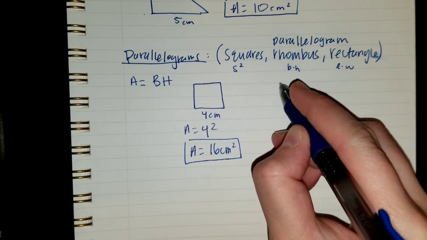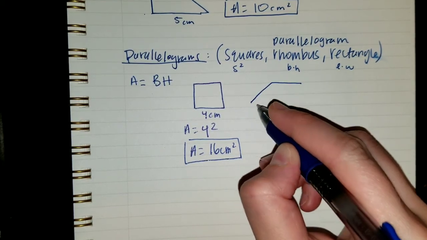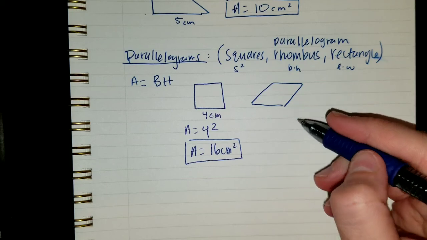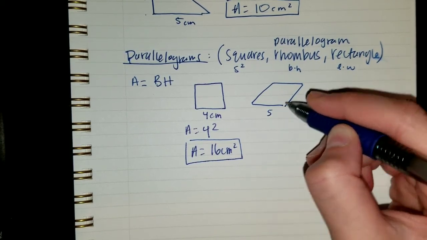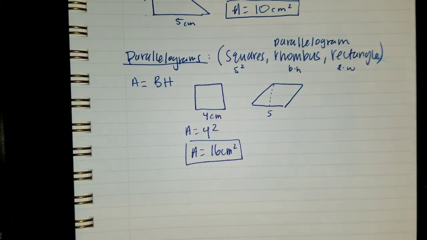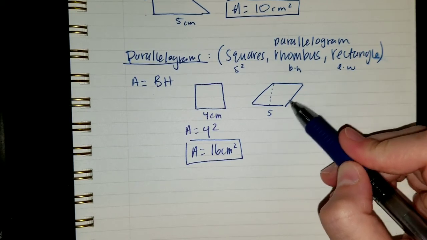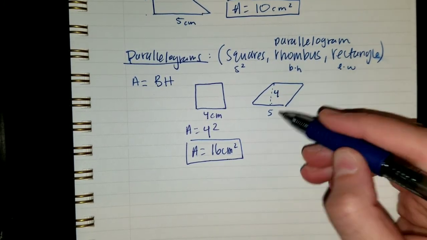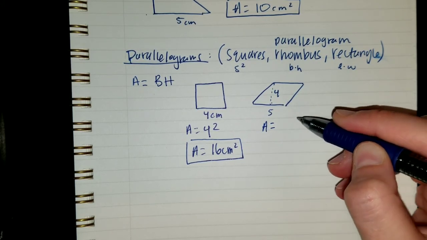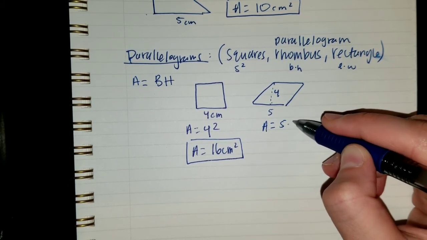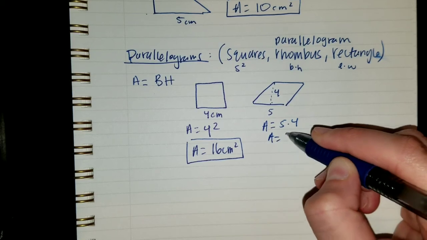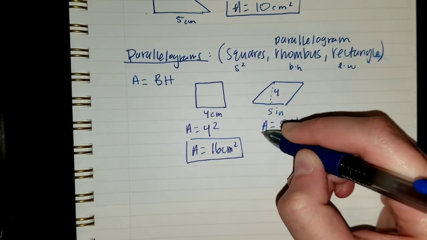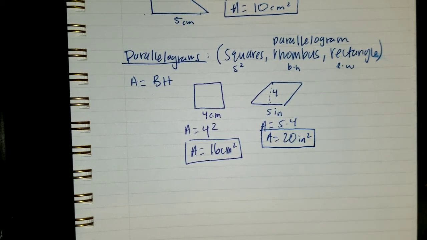If we have a rhombus, if we know that our base is 5, our height, again, our height's not a side, it's from the top to the bottom. So maybe that height is 4. Our area is going to be 5 times 4, which is just 20. If this was inches, it would be 20 inches squared.